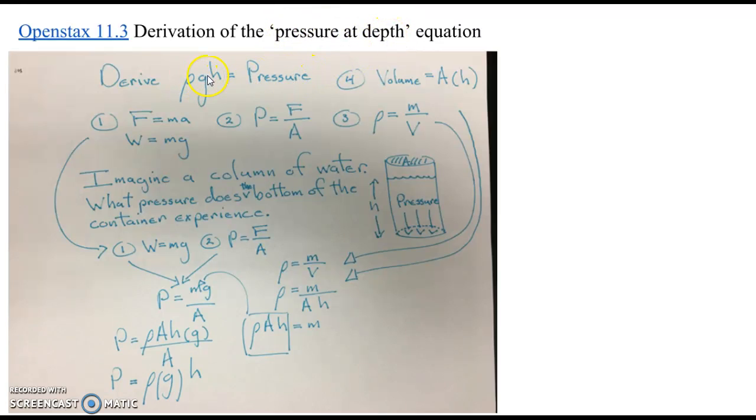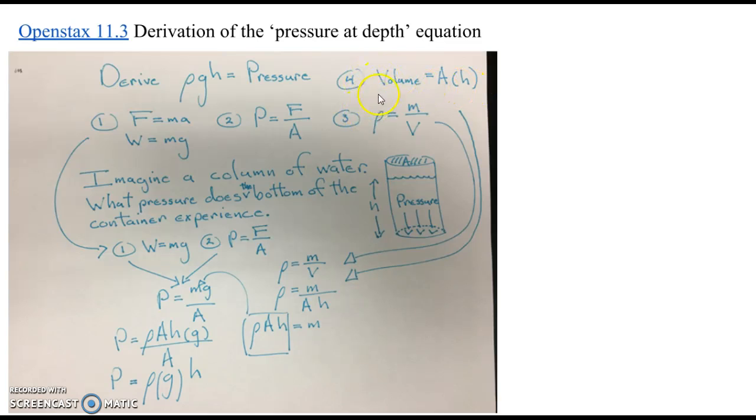Pressure equals rho g h. What we're going to do is use four simple mathematical models. F equals ma, that is weight equals mass times the acceleration due to gravity. The definition of pressure, force divided by area. The definition of density, rho equals mass divided by volume. And how to find the volume of a prism: you just take the cross-sectional area and multiply by the height.